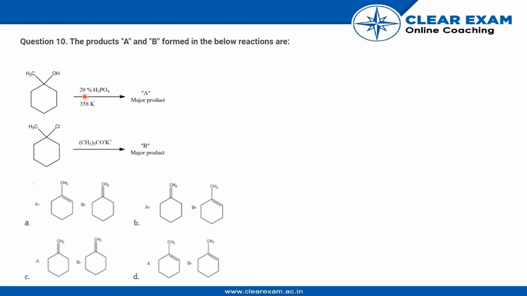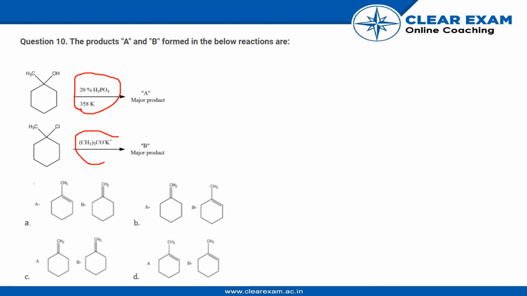Now if we look over here, 20% H3PO4 at 358 Kelvin is the first reagent, and CH3 thrice CO negative K positive is the second reagent. Now all we need to know is about the reagents that are used.